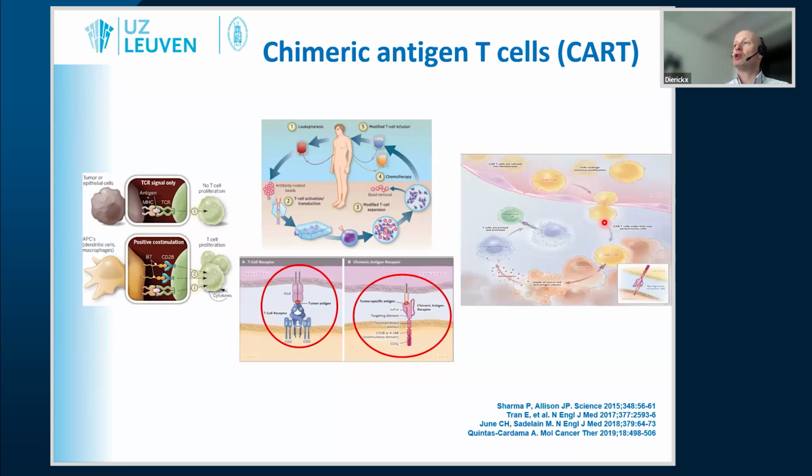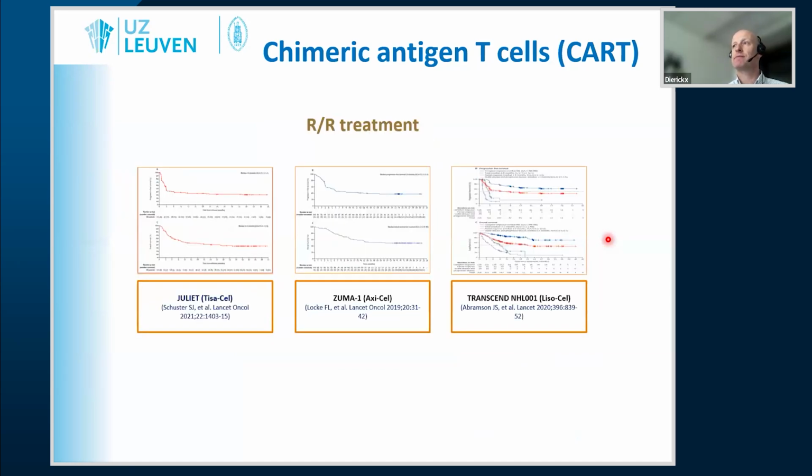It will go to the tumor. There it will bind to the tumor and it will kill the tumor. But at the same moment, it will also release cytokines and it will attract other T cells. And the most commonly used in lymphoma is CD19 CAR Ts.